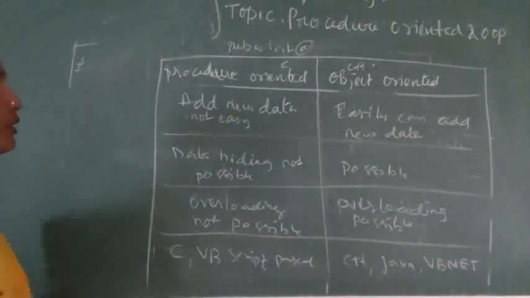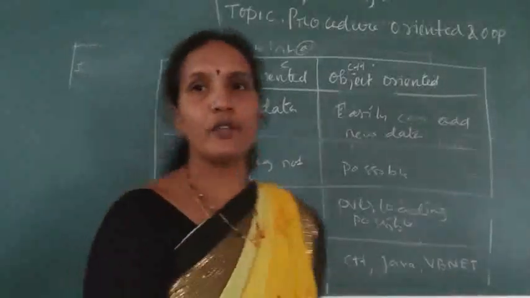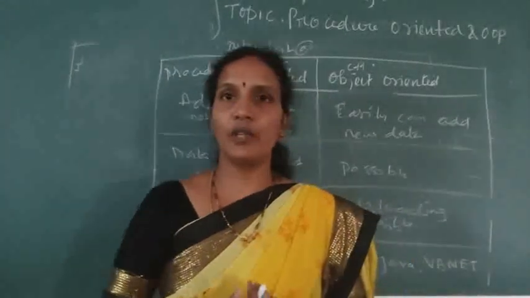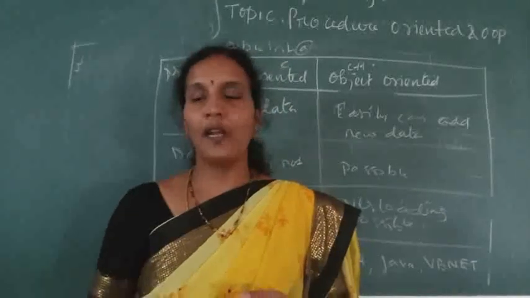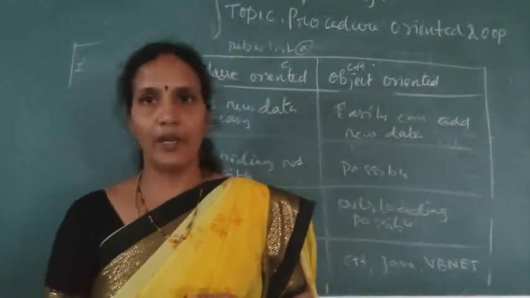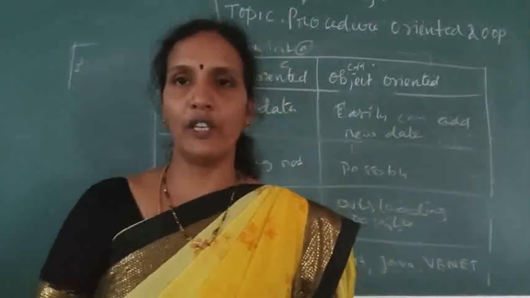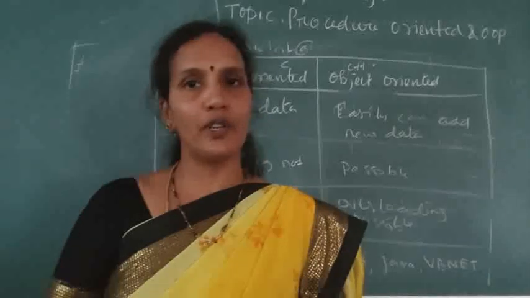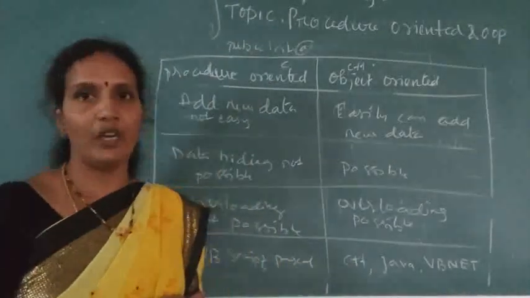Now here, more differences. Adding new data is not easy. See, if you want to add new data in C, what will you do? You will go to the main function, add the new data, save again, and compile again. For example, in a function, if you want to add any new local variable, then again you have to come to the function and add a new variable. So that is a little bit difficult process.